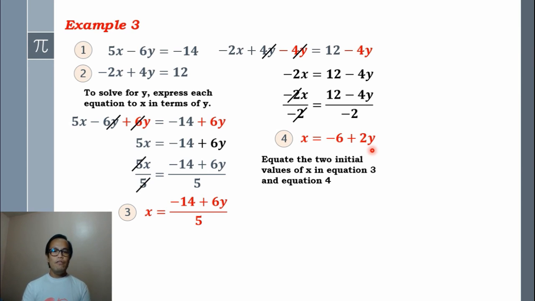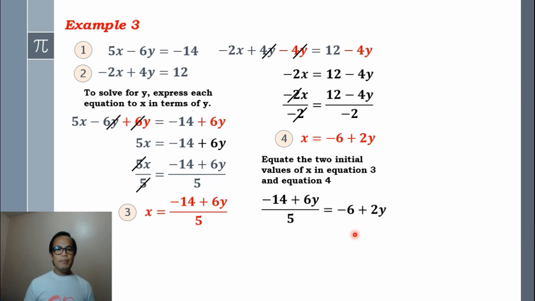So to solve now for y, we need to equate the two initial values of x in equation 3 and equation 4, which is this one. So we have equation 3, negative 14 plus 6y over 5, equals, then we copy negative 6 plus 2y. Now this is a fraction and this is not a fraction. What are we going to do so that we can cross multiply? We will assume this expression to have an assumed denominator 1.